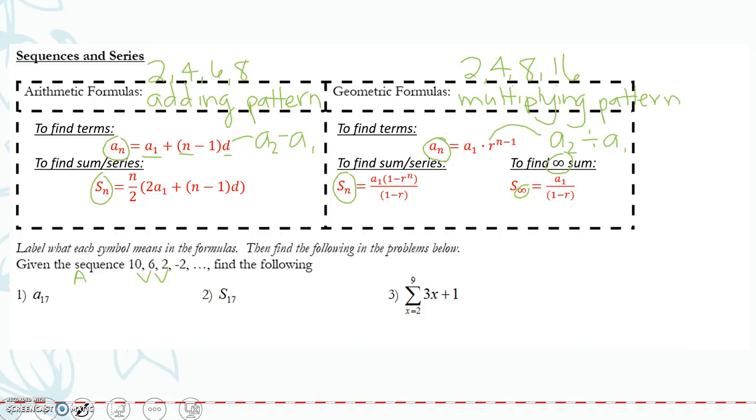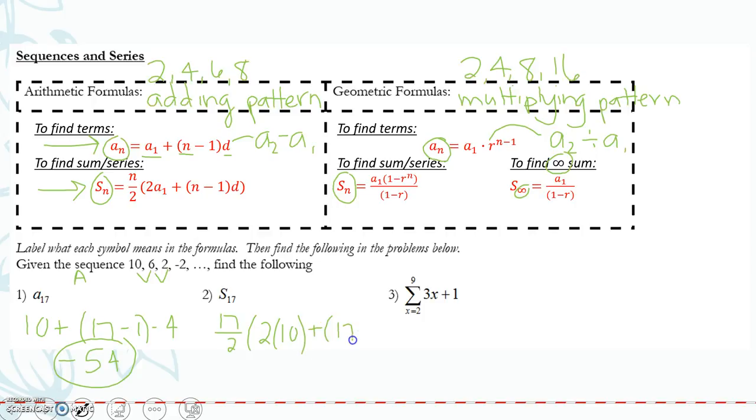Number 1 is asking for a_17, so I'm going to use the a_n formula. a_1 is 10, plus the number of the term it's asking for, 17 minus 1, times the difference, -4. When you plug it into your calculator, make sure you use the negative sign instead of the minus sign for -4. If you plug that right in, you get -54. Next one's asking for S_17, so I'm going to use the S formula. n, which is 17, over 2, times a_1, which is still 10, plus n again, so 17 minus 1, times -4. I plug that in, and I get -374.